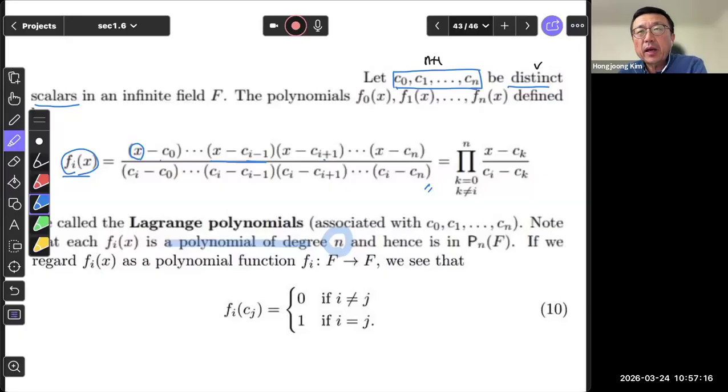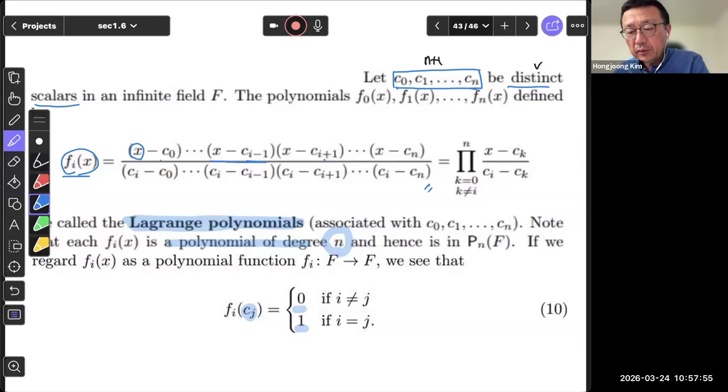and this polynomial has a very special property that when you plug in C sub j, the value of the function at C sub j will be either 0 or 1. If i and j are different, the value of the function at C sub j will be 0. If i and j are equal, the value is 1. So such polynomials will be called Legendre polynomials. I'm sorry, Lagrange polynomials. Okay, so they are called Lagrange polynomials.